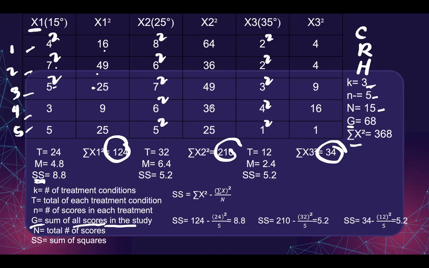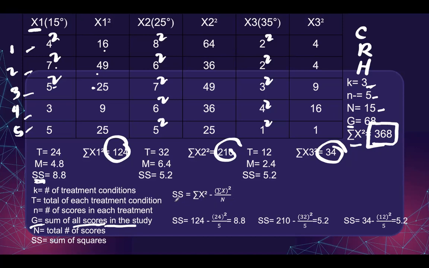And then on the normal temperature is 64 plus 36 plus 49 plus 36 plus 25, we will get a 210. Okay, and then the same on the hot temperature. So 124 plus 210, plus 34, we will get a 368. Okay, 368. The summation of all x squared, the sum of the squares. Okay, 368.